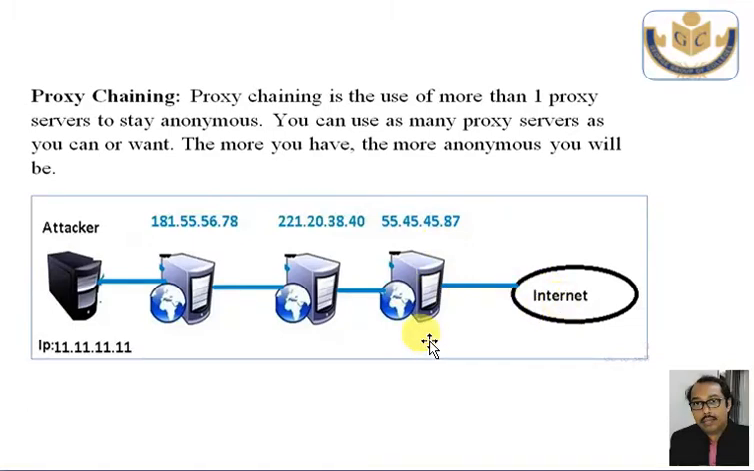Why does the attacker use proxy chaining? It hides the identity of the attacker in a more efficient way, correct? In proxy chaining, as lots of proxies are used between the attacker and the server, the identity of the attacker is hidden extremely efficiently, correct? Okay.